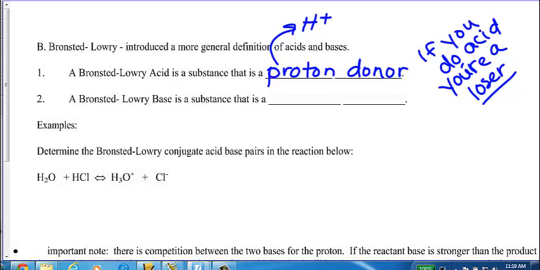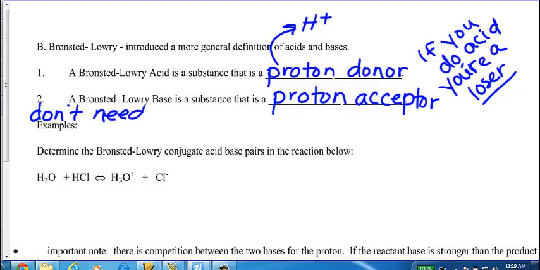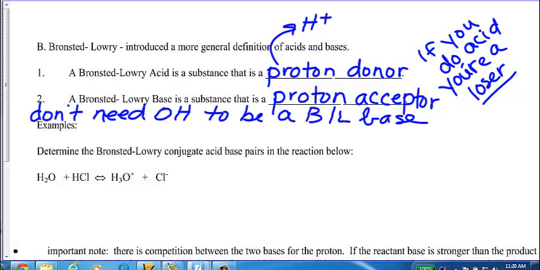A Bronsted-Lowry base is much different than an Arrhenius base. It's more inclusive, and a Bronsted-Lowry base is a proton acceptor. You gain protons. So of course, all the metals with OHs are still Bronsted-Lowry bases, but also some things that don't have OH. So you don't need OH to be a Bronsted-Lowry base.